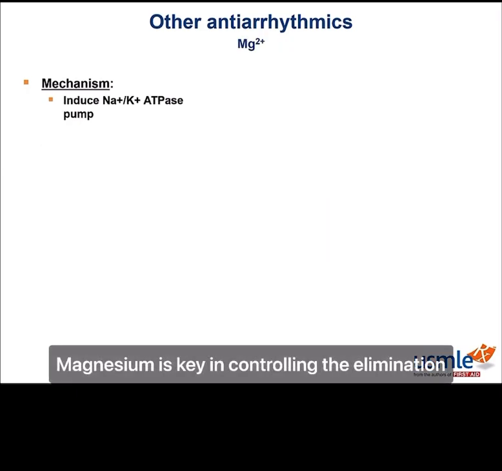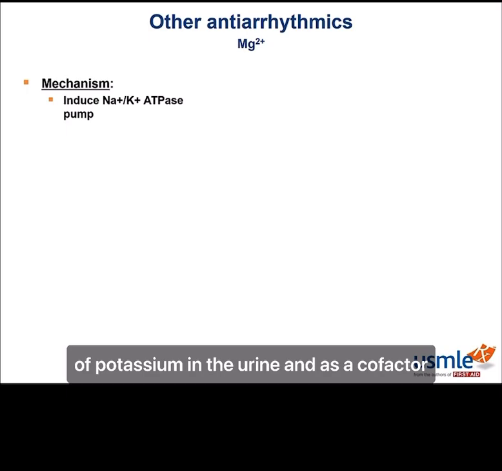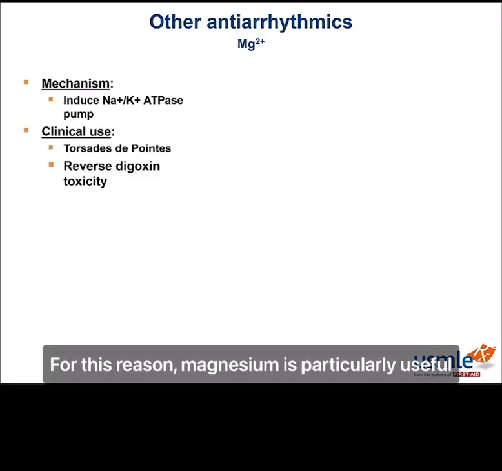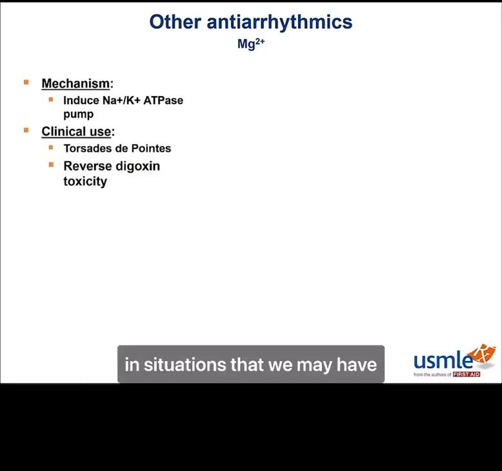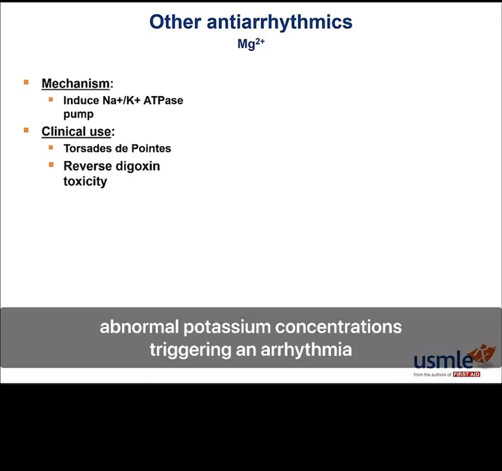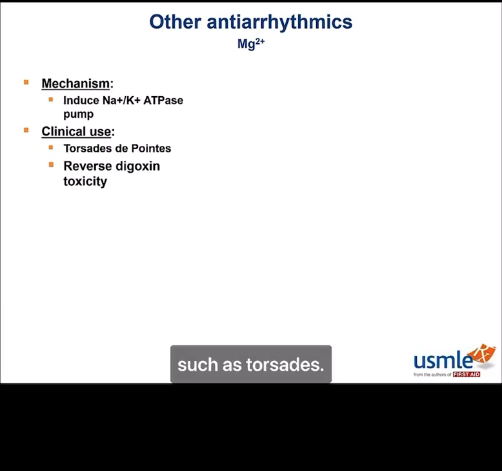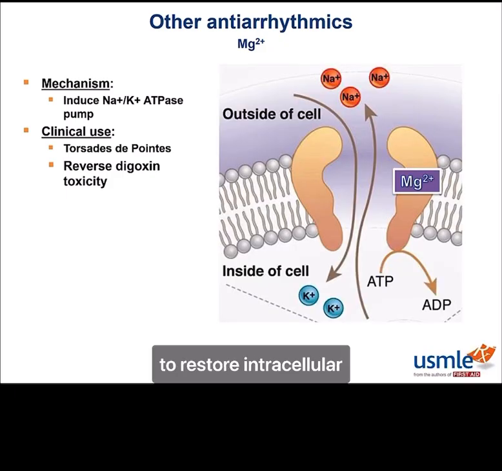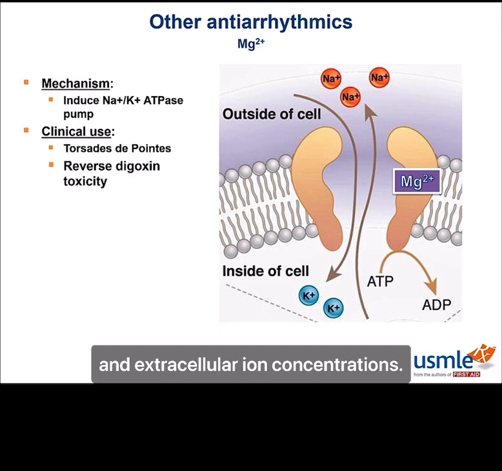Magnesium is key in controlling the elimination of potassium in the urine and as a cofactor for the ability of the sodium-potassium ATPase. For this reason, magnesium is particularly useful in situations where we may have abnormal potassium concentrations triggering an arrhythmia such as torsades. It is also useful in inducing the sodium-potassium pump to restore intracellular and extracellular ion concentrations.